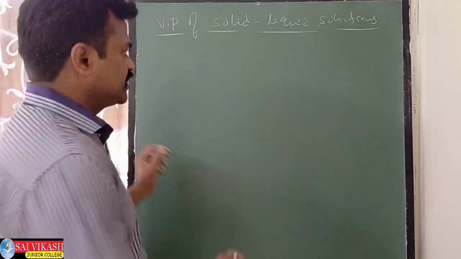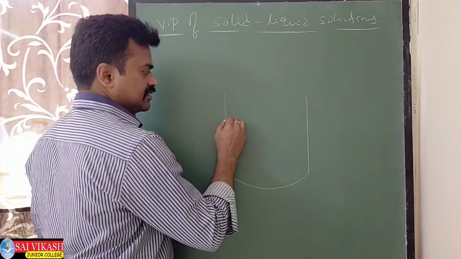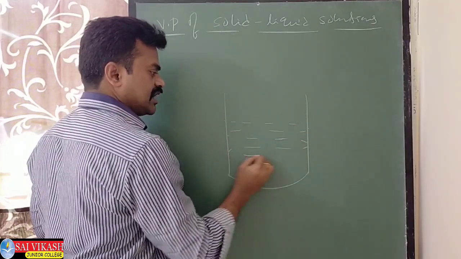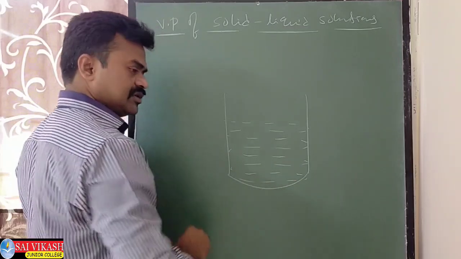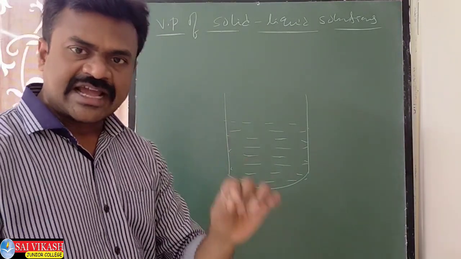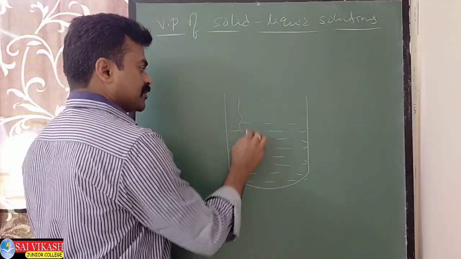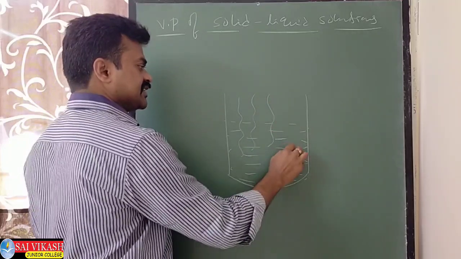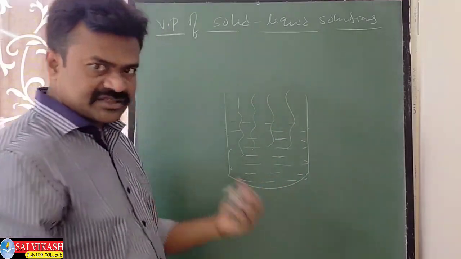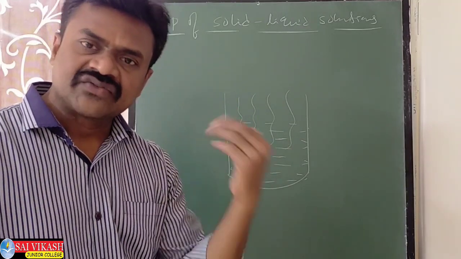Let us discuss now. See, here I am taking one vessel. In this I am taking only solvent, pure solvent. It has its own vapor pressure. We know that. So vaporization is there. Its vapor pressure is always fixed.